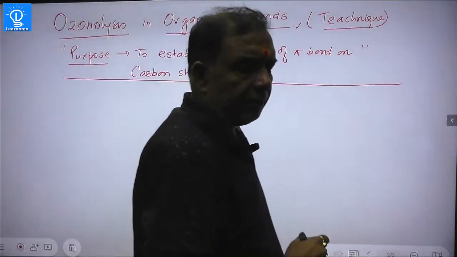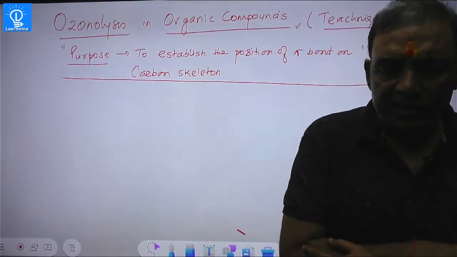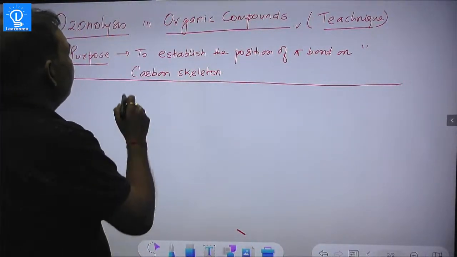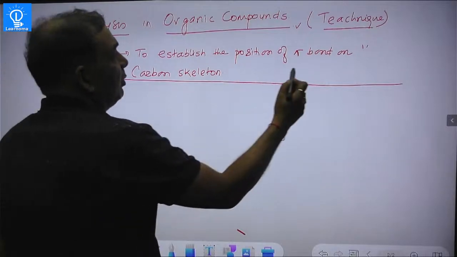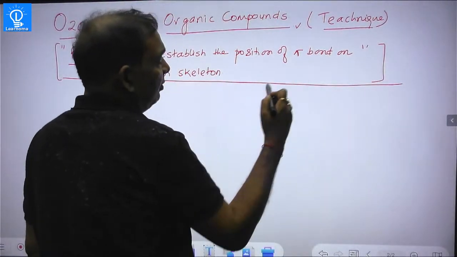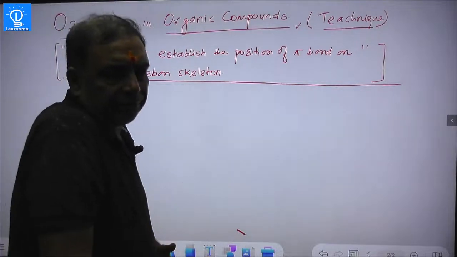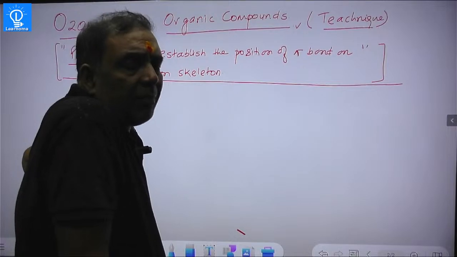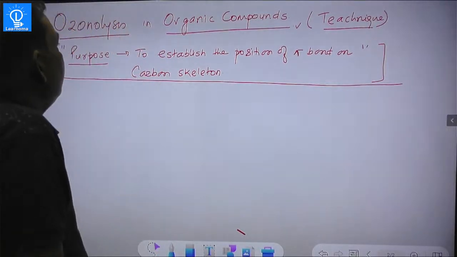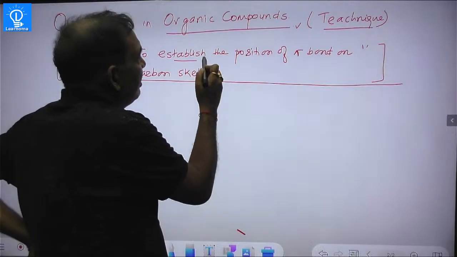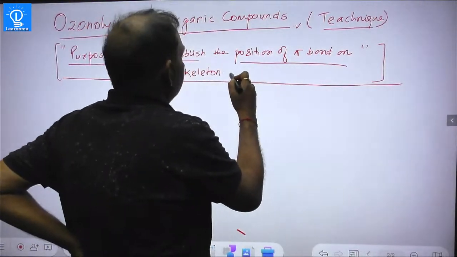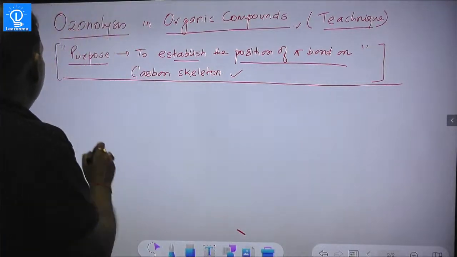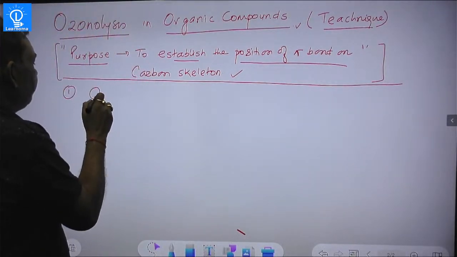In organic chemistry, ozonolysis has two aspects. One is from a structural analysis point of view, and second is the mechanism of ozonolysis. Right now, I am not going to discuss the mechanism. I am discussing here the concept of ozonolysis, how to use ozonolysis for establishing the position of pi bond in carbon skeleton. See, point number one, what is ozone?